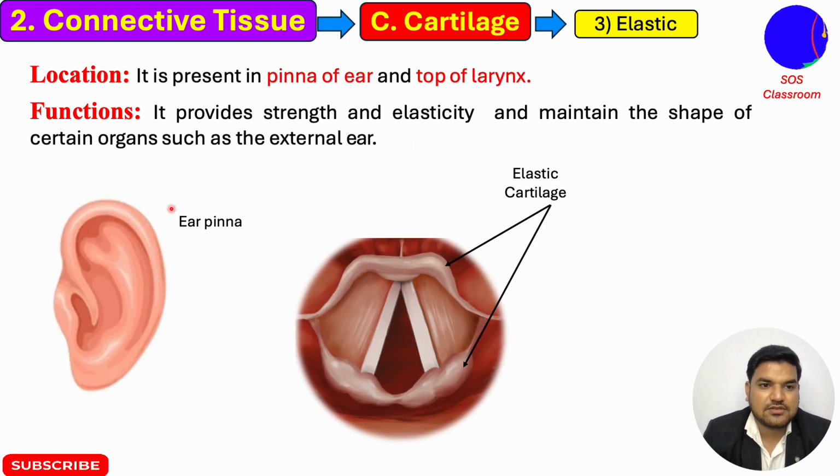You can see this is the pinna. So this external ear is completely formed by elastic cartilage. And the top of the larynx is also made by elastic cartilage, which is helpful to maintain the size and shape of these particular organs.